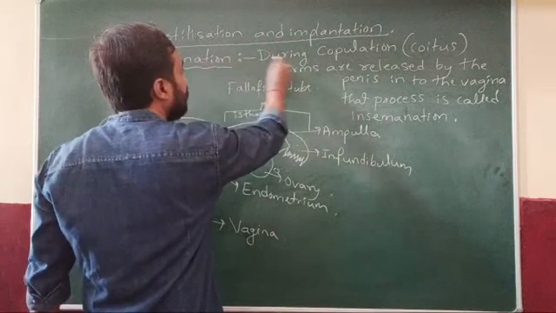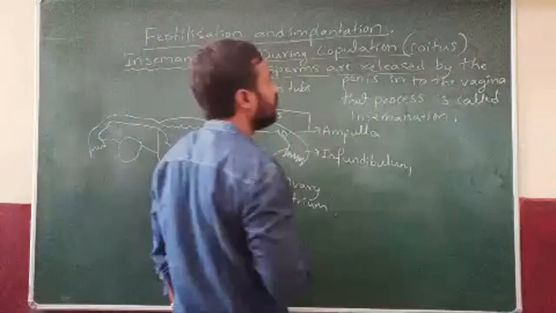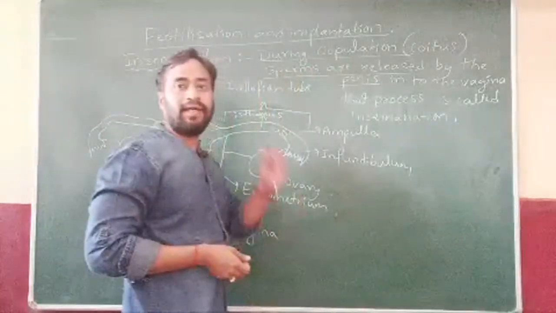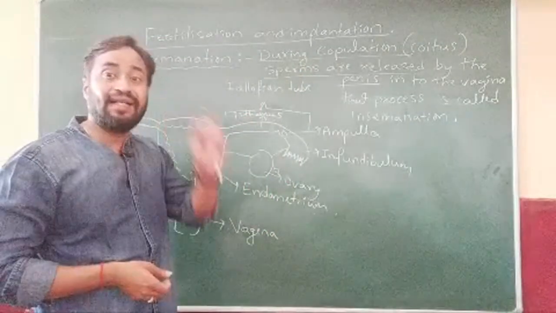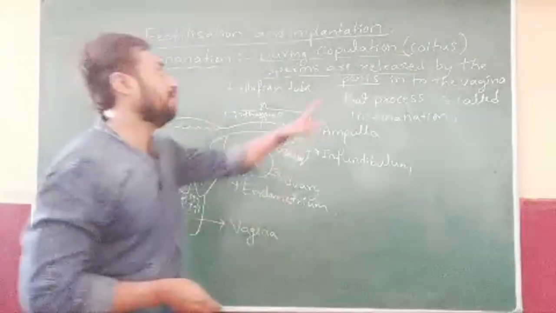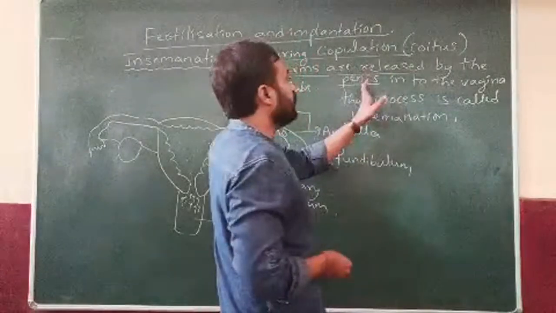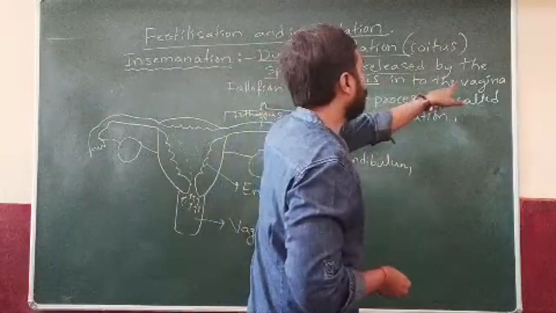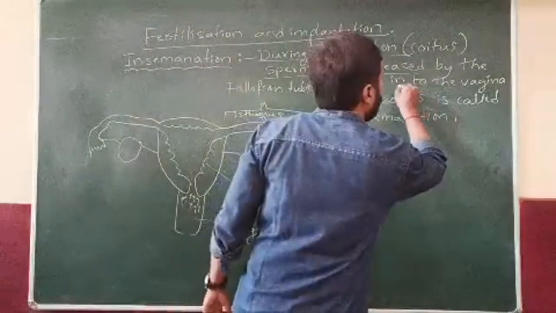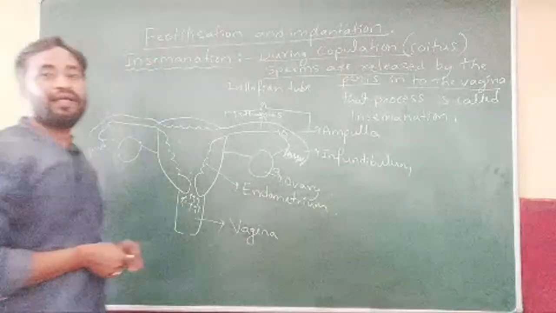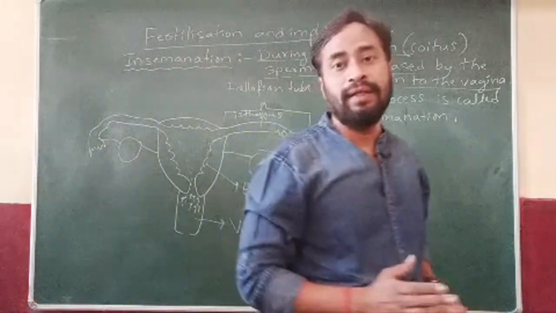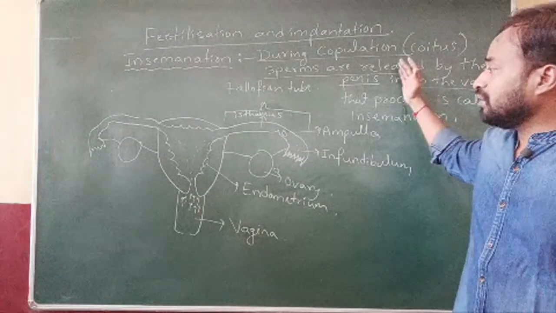Sperms are released by the penis, the male external genitalia or male copulatory organ. By using this penis, sperms are introduced into the vagina, in this region. That process is called insemination. I hope you understood what is insemination.